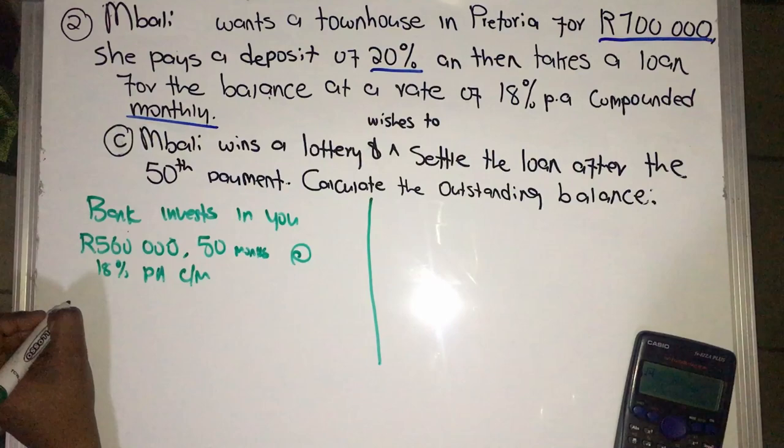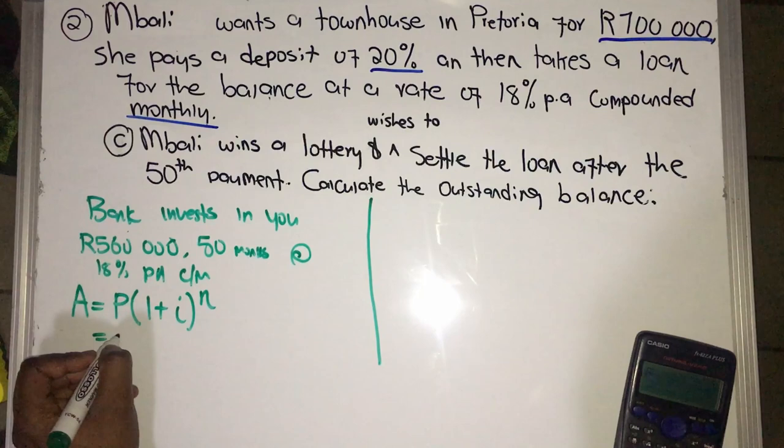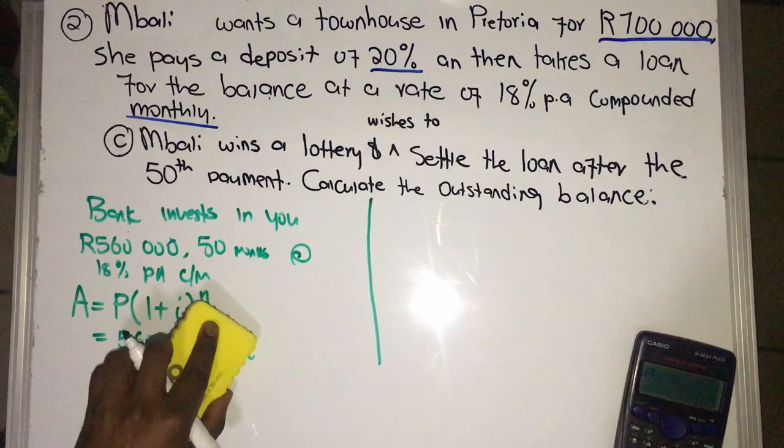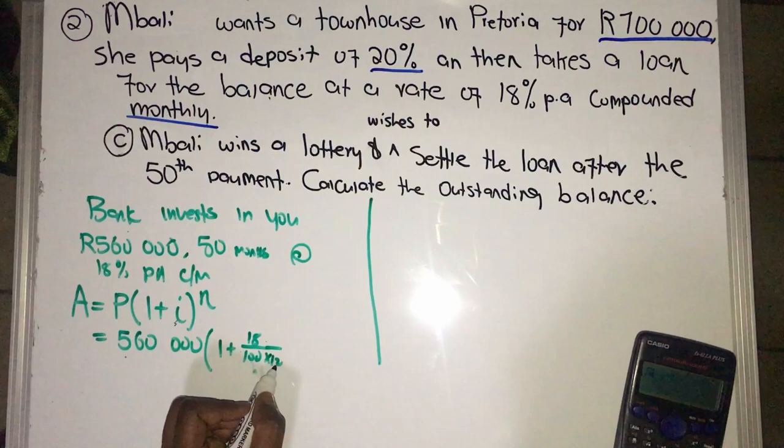Okay, so we see now this is compound interest, a single payment, so the formula is A = P(1 + i)^n. Our principal amount or initial amount is 560,000, multiplied by 1 plus our i, which is 18 over 100, that is 18% divided by 12. So we divide the whole thing by 12, all of that to the power of 50.